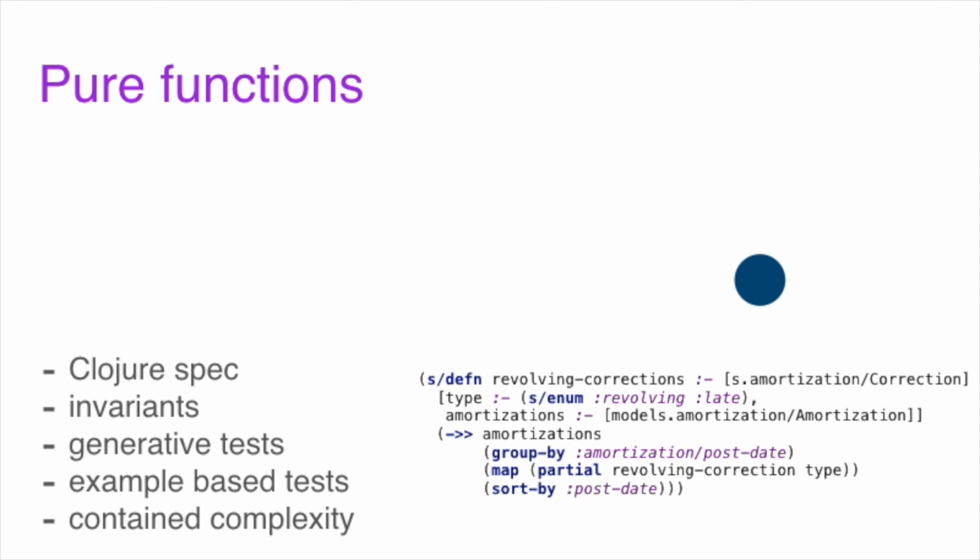Here, a function receives some parameters with a given type. At Nubank, we declare the types on almost all the functions, more for documentation, not for validation. And then the threading macro runs some logic here, some non-trivial logic.